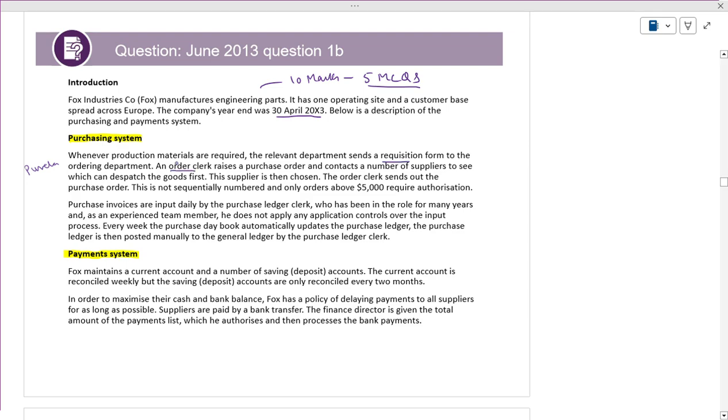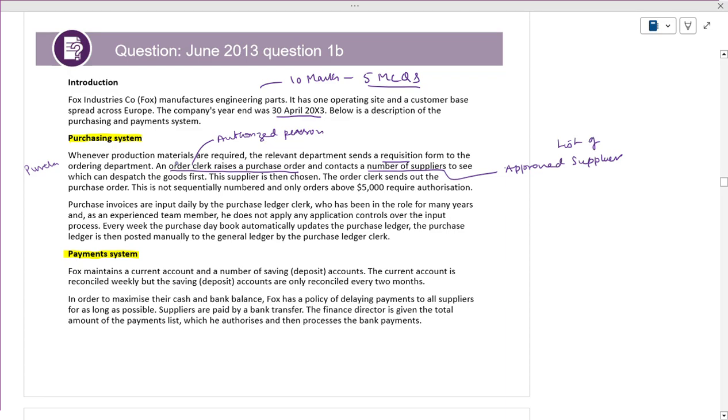An order clerk is raising a purchase order. An order clerk cannot raise a purchase order. An authorized person should raise the purchase order and contact a number of suppliers. Can we contact a number of suppliers? No. We have to contact approved suppliers. There should be an approved list of suppliers.